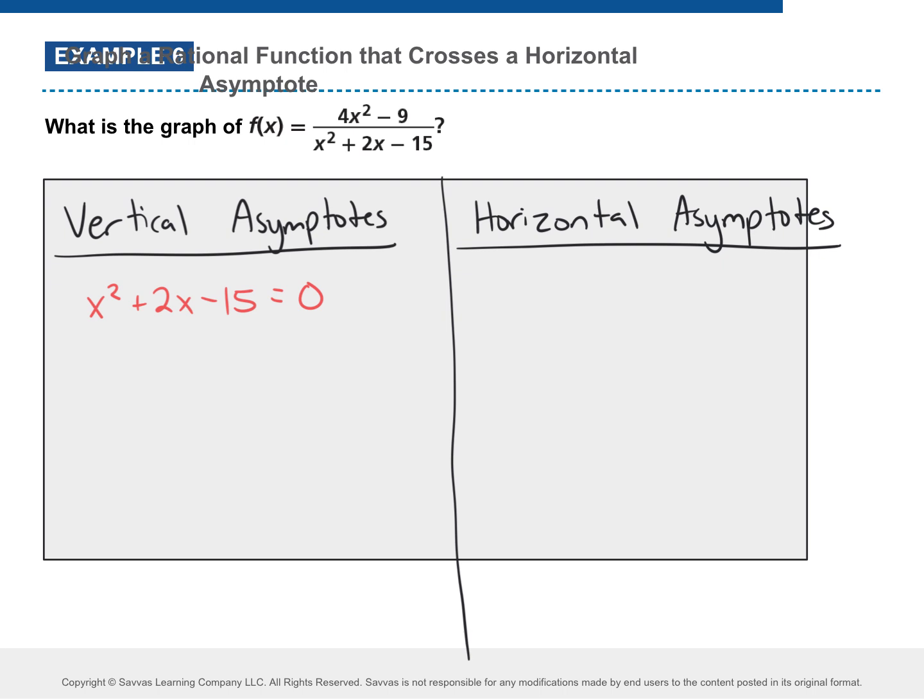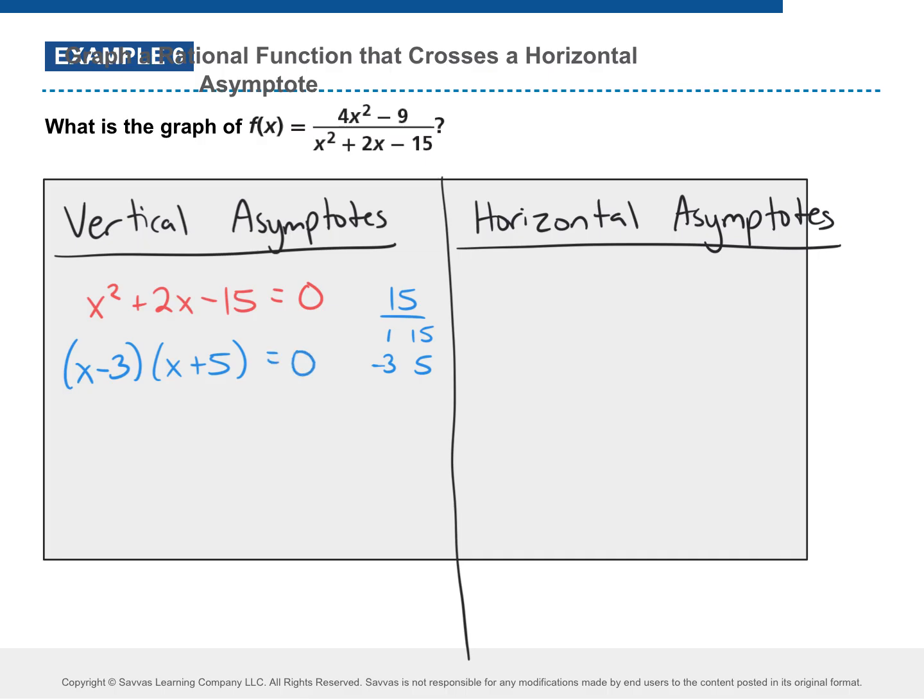How do I factor? Factors of 15, which are 1 and 15, 3 and 5. Which one of those is going to get us to 2? What do I have to change? 3 needs to turn negative. So when we rewrite, we have x minus 3 and x plus 5 equal to 0.